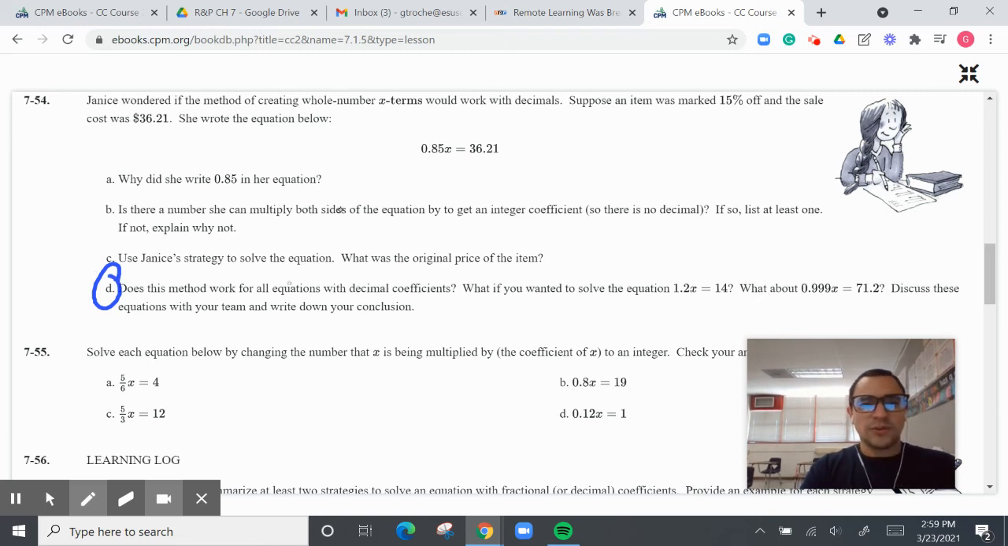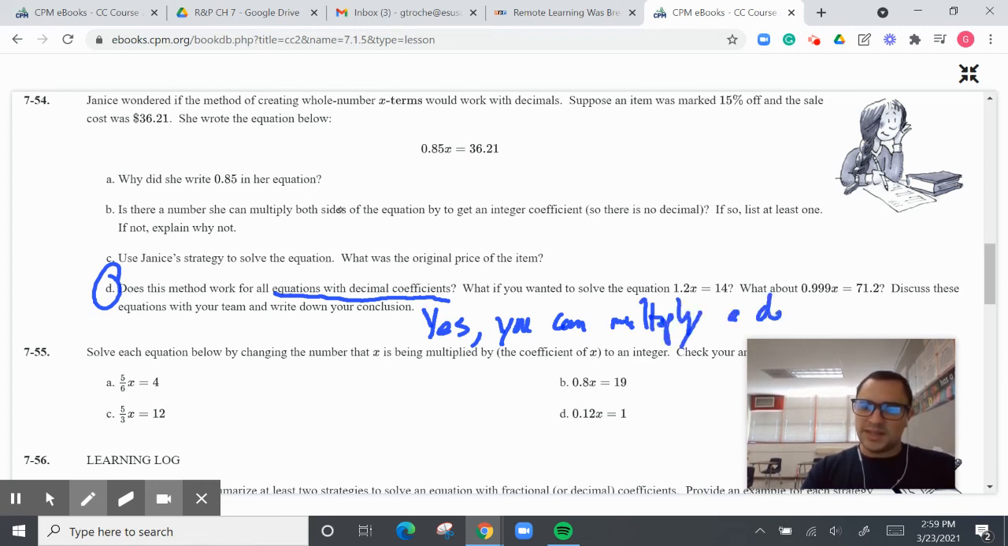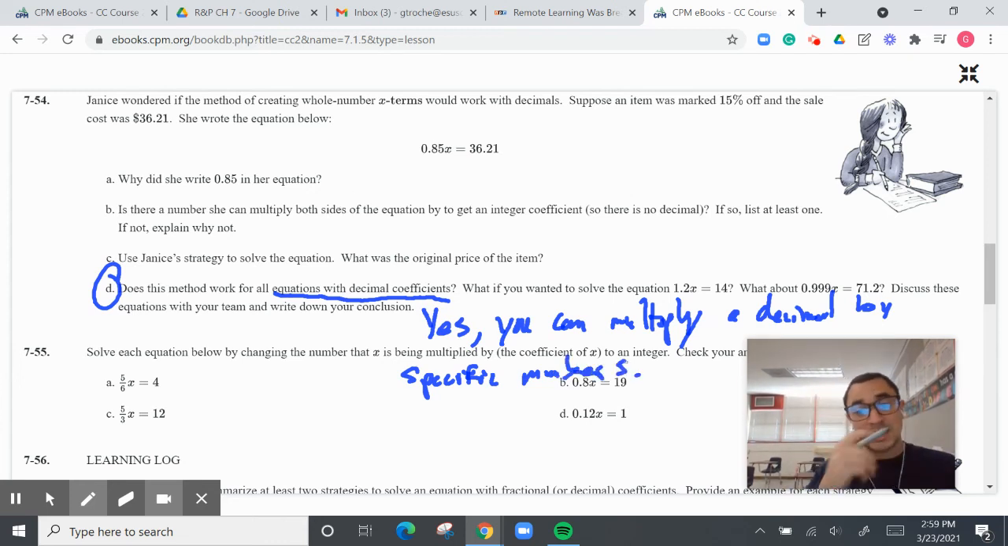Does this method work for all equations with decimal coefficients? Yes, you can multiply a decimal by specific numbers. All right, you can do it by specific numbers. So this time it was 100.